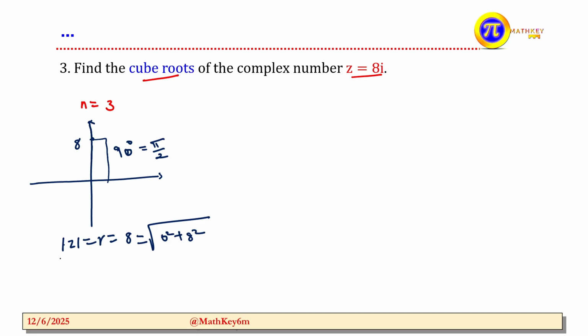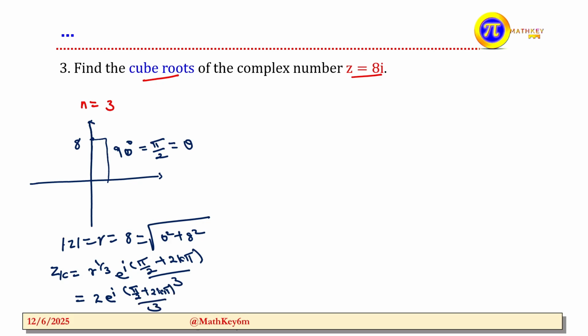But we are asked for the cubic root of this one. That means our zk is equal to r to the power of 1 over 3 times e to the power of i times theta, that is pi over 2 plus 2k pi, over 3, since our n is 3. So this is equal to 8 to the power of 1 over 3, which is 2, times e to the power of i times pi over 2 plus 2k pi divided by 3. Now let's try to find the roots.